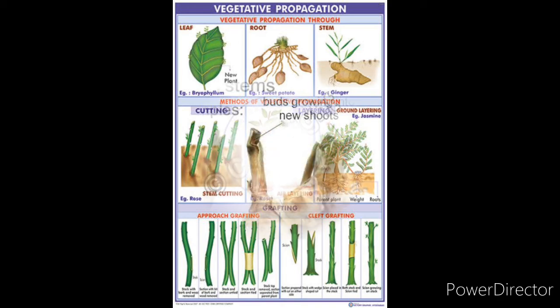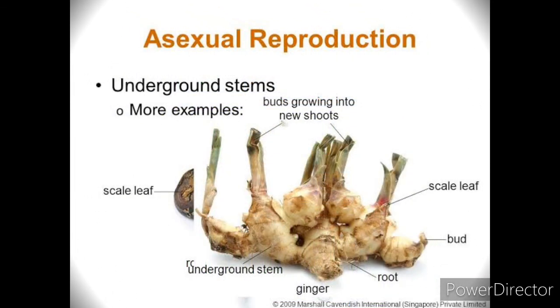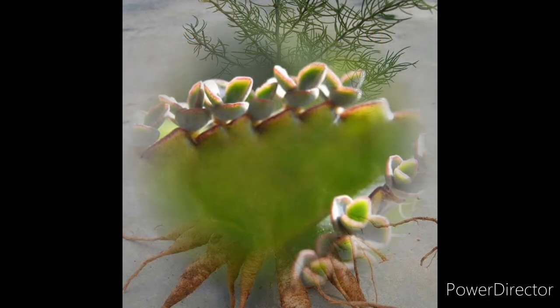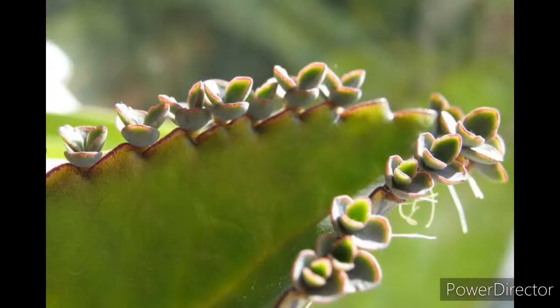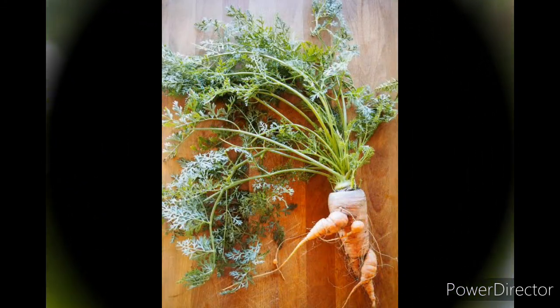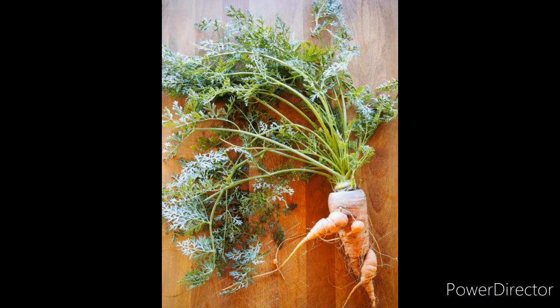Natural vegetative propagation includes reproduction by the stem, which takes place in ginger and potato, reproduction by the leaf, with Bryophyllum as an example, and finally reproduction by the root with the help of sweet potato and carrot. And lastly, we wound up with the advantages and the disadvantages of vegetative reproduction.